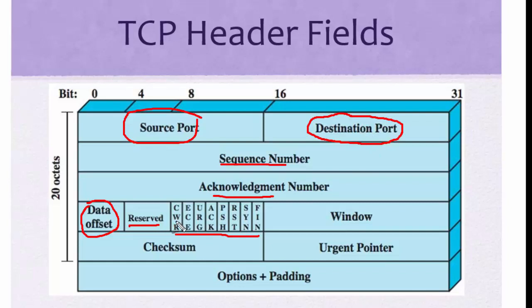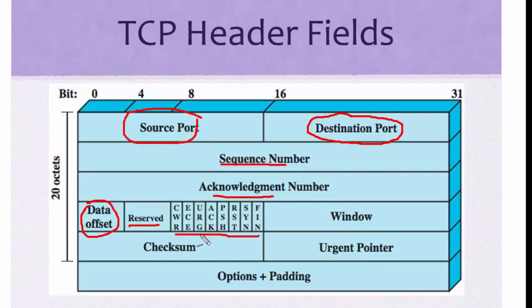First is CWR, which is called Congestion Window Reduced. It is a flag set by the sending host to indicate that it received a TCP segment with the ECE flag set. These two work in parallel. It was added to the header by RFC 3168. ECE is basically an echo. It indicates that the TCP peer is ECN capable during the 3-way handshake, added to the header by the same RFC 3168.